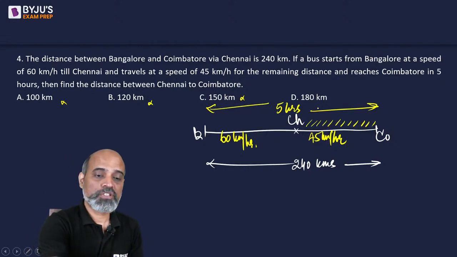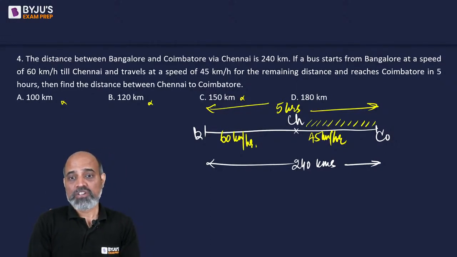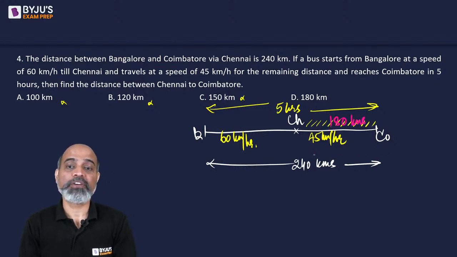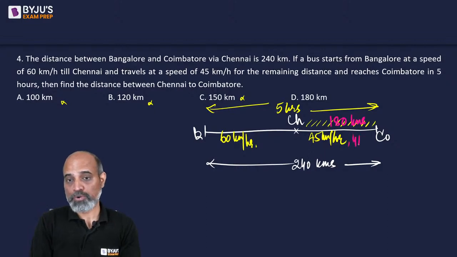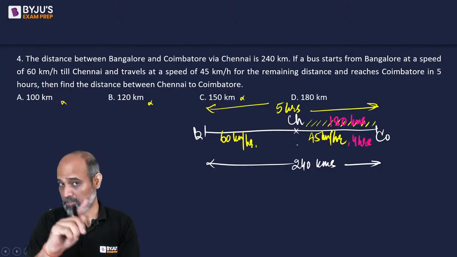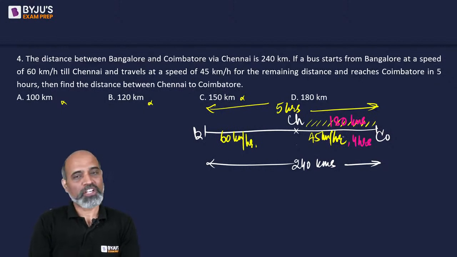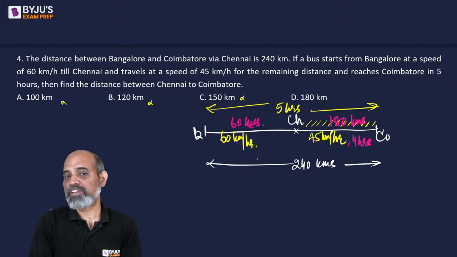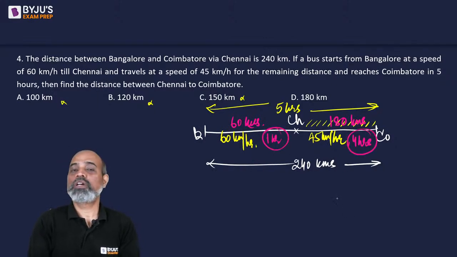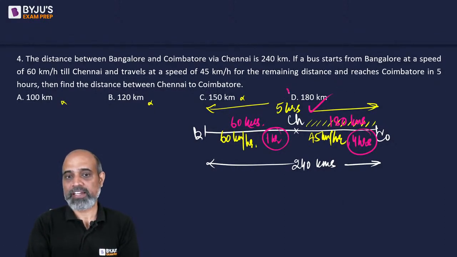So if I choose 180, if this distance is 180 kilometers, so the time taken is going to be 180 by 45, which is going to be 4 hours for the bus to cover Chennai to Coimbatore. 240 kilometers is the total distance, out of which 180 kilometers is that part. So बाकी 60 kilometers इधर होगा. Now if this 60 kilometers, if the bus is covering at the speed of 60 km per hour, it will take 1 hour. Total time जो बस को लगा वो 5 hours लगा, which is exactly what is given. So 180 kilometers become our answer.